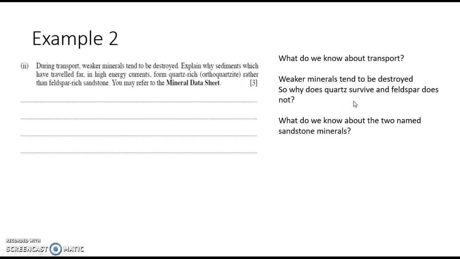The second part is thinking about why then does quartz end up in high energy currents forming quartz-rich or quartzites rather than feldspar being transported far distances over high energy currents to produce feldspar-rich sandstones. So quartz survives, feldspar doesn't. What do we know about these two minerals? So that's where we're going to refer to the mineral data sheet to find out. So we're thinking about transporting both of these minerals over a long distance in high energy.